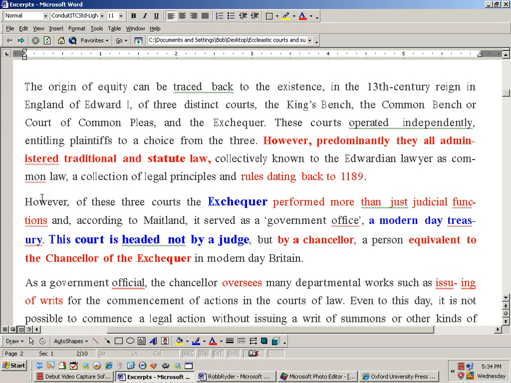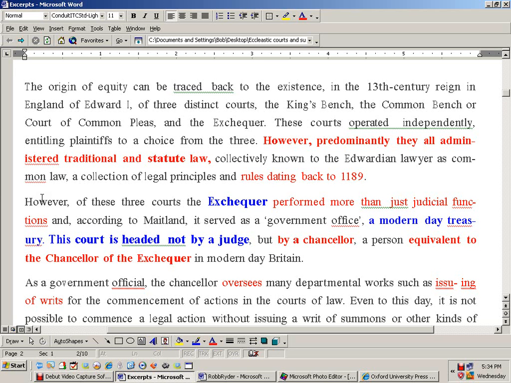The origin of equity can be tracked back to the existence in the 13th century reign in England of Edward I of three distinct courts: the King's Bench, the Common Bench or Court of Common Pleas, and the Exchequer. They had three courts. These courts operated independently, entitling plaintiffs to a choice of the three. However, predominantly they all administered traditional, which is custom, and statute law, which is from legislature, collectively known to the Edwardian lawyer as common law, a collection of legal principles and rules dating back to 1189. It has a long history.